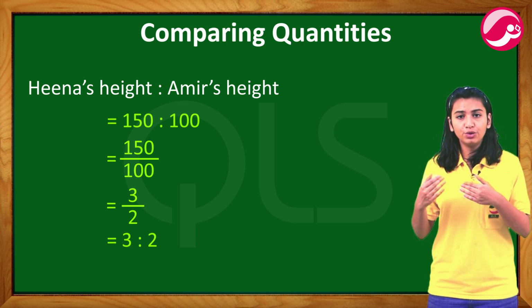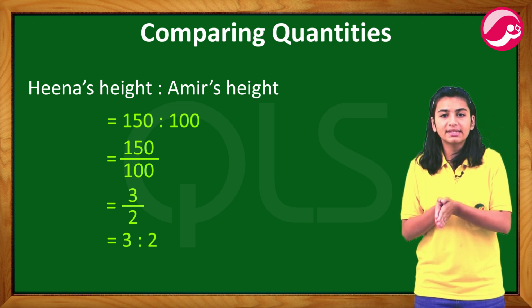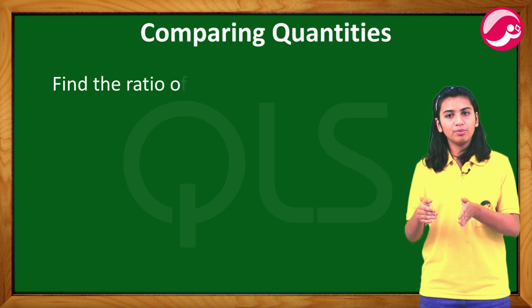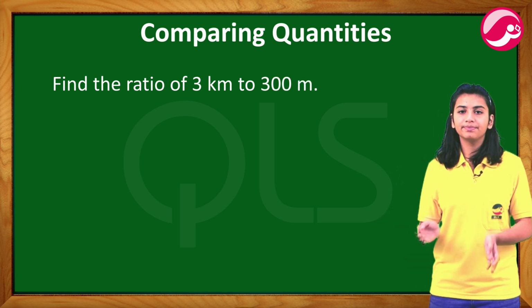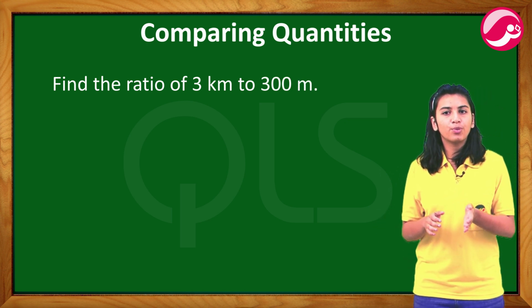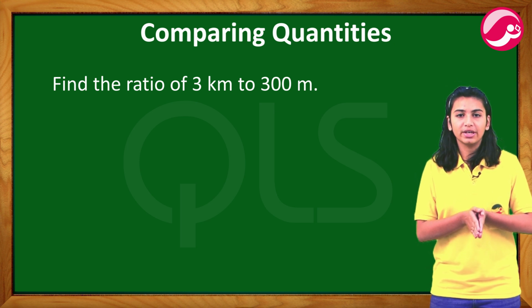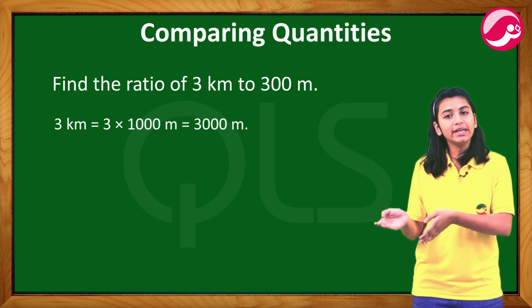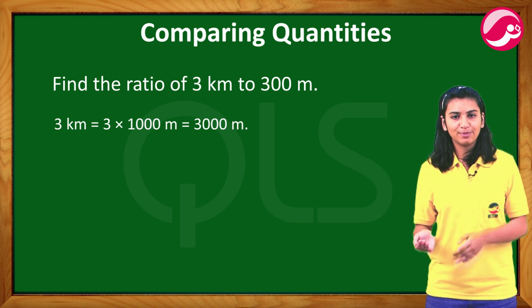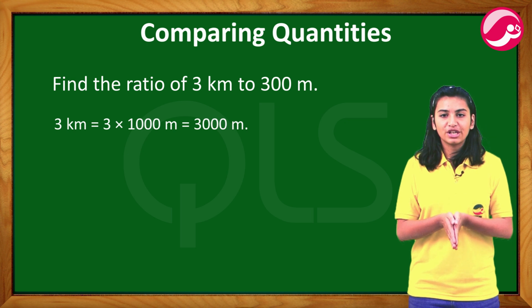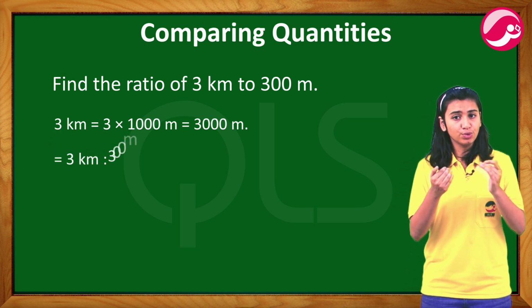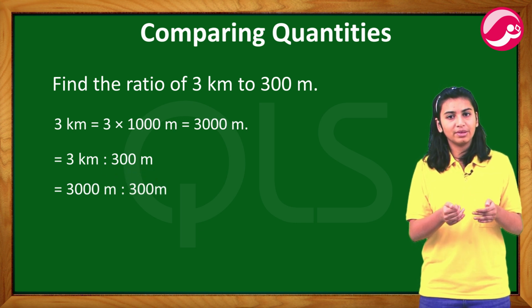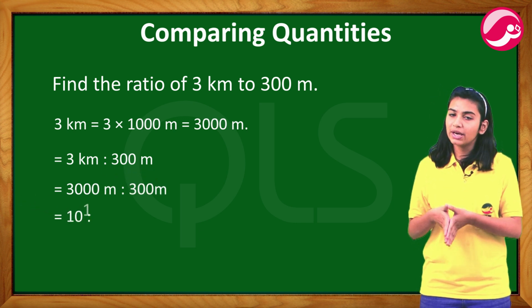Remember that to compare two quantities, the units should be the same. For example, find the ratio of 3 km to 300 meter. Solution. First, convert both the distances into the same unit. So, 3 km is equal to 3 into 1000 meter, which will be 3000 meter. Thus, the required ratio will be 3 km is to 300 meter, which is 3000 meter is to 300 meter, equal to 10 is to 1.